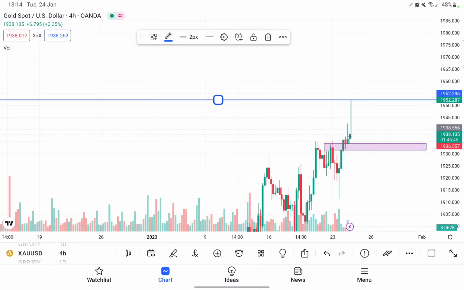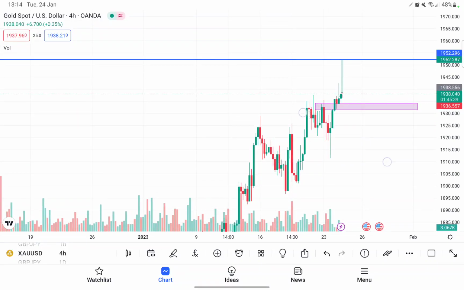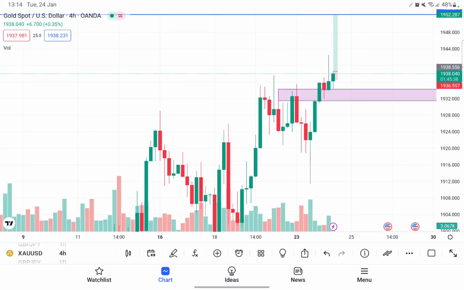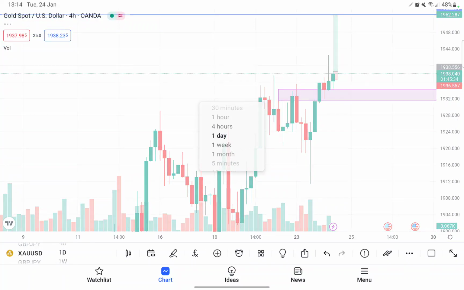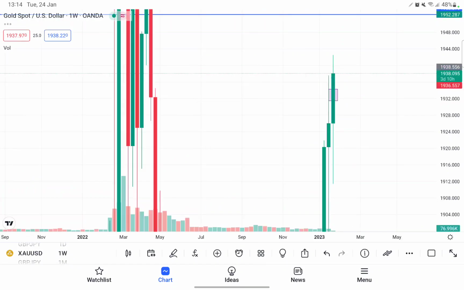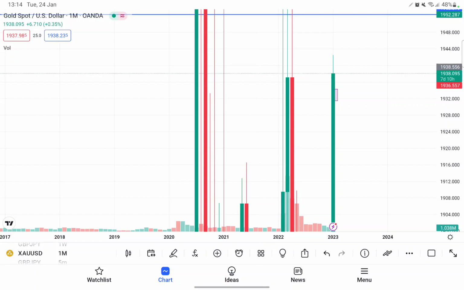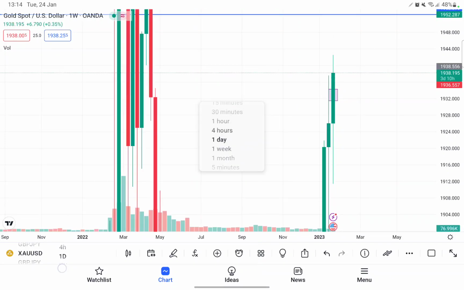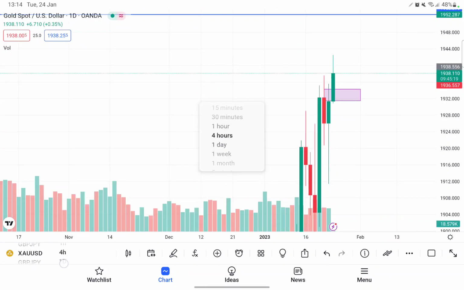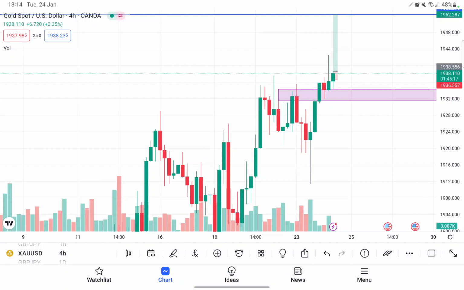When I start my trading day, I'll come to my 4-hour time frame, and before I do anything else, I try to identify which direction the higher time frame candles are moving in. On gold right now we have the 1 month, which is bullish, the weekly, which is bullish, the daily, which is bullish, and the 4-hour, which is clearly bullish as well.